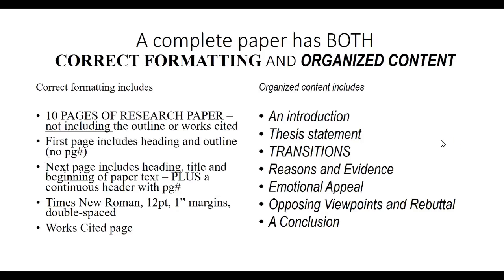A complete paper for this assignment has both correct formatting and organized content. Correct formatting includes 10 or more pages of research paper, not including the outline page or the works cited page. The first page includes a heading and an outline, no page number. The next page includes the heading, a title, the beginning of the paper plus the text, plus that continuous header with page number. The whole paper is in Times New Roman, 12-point font, 1-inch margins, and is double-spaced and has a proper works cited page.